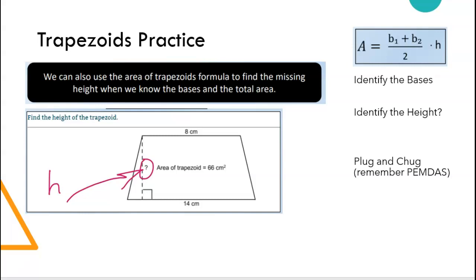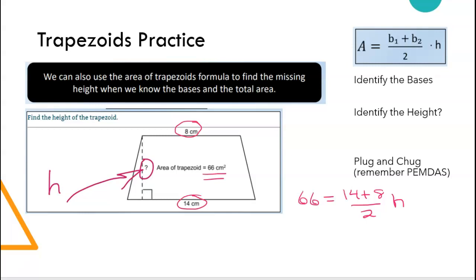Here is trying to find the height. Now we did this the other day with our triangles. We know we have a base 1 and a base 2, and we have the total of the area. So we're just going to plug everything in there, what we know. 66 equals 14 plus 8 divided by 2 times the height. Now we can do all this math.